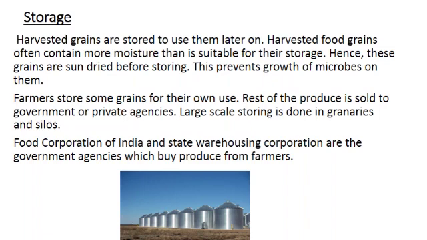Fruits and vegetables are stored in cold storage. Why? Because they have higher moisture content. So they are stored in deep freezers. Look at the picture. This shows silos.